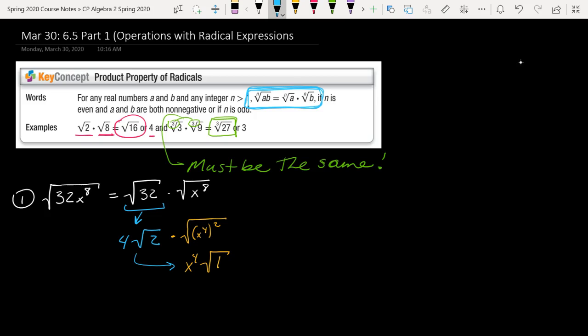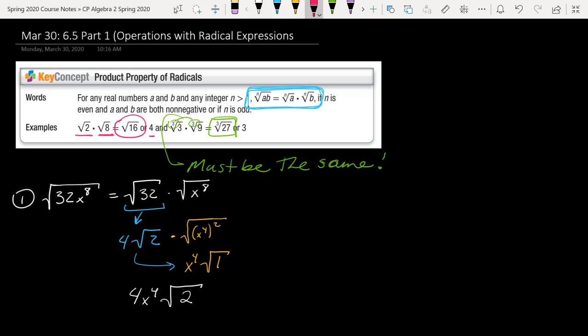Now it's just a matter of multiplying these two expressions. We have 4 times x to the 4th outside the radical, and inside we've got 2 times 1, which is easily expressed as just 2. So the product property here allowed us to separate the radicand, the part underneath the radical sign, into two pieces, and then to deal with each of those separately as we simplify.